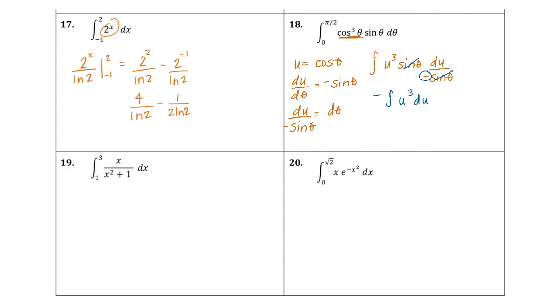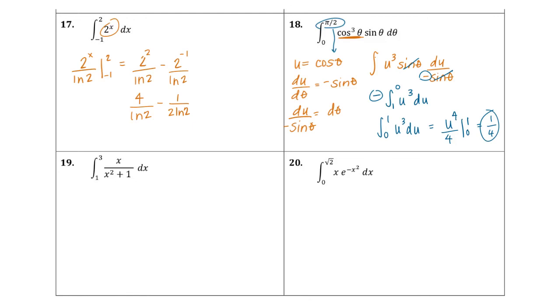Now we do need to adjust our endpoints. So plug in pi over 2, cosine of pi over 2 is 0. Plug in 0, we get 1. So once again, our endpoints are inverted, so we do need to flip those back over, which is going to change that sign. So now from 0 to 1 of u cubed du, and so that's going to be u to the 4th over 4, evaluated from 0 to 1. So it looks like we're going to end up with 1/4. All right, let's move on.